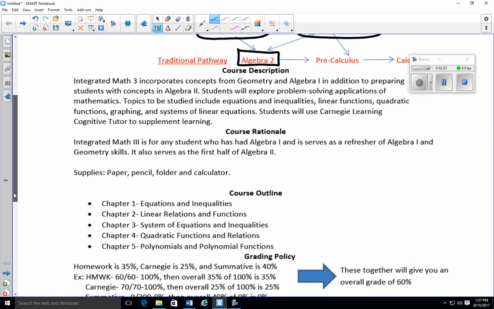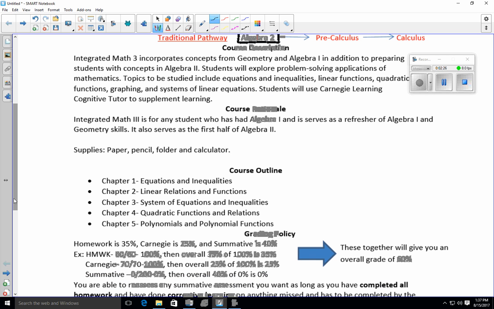Specifically, we have these first 5 chapters. Before I get to that, this year is different. Of course, we're moving to one-to-one.